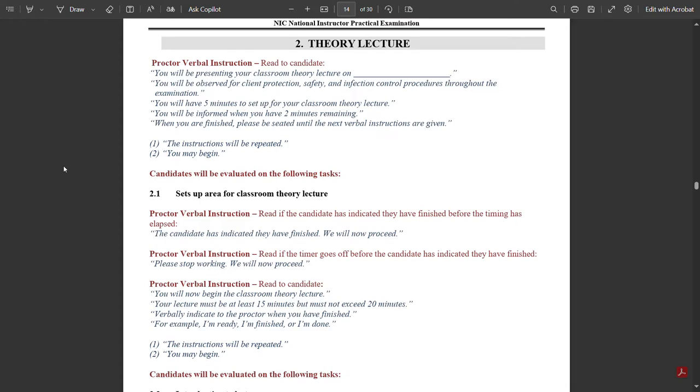You will be observed for client protection, safety, and infection control procedures throughout the examination. You will have 5 minutes to set up for your classroom theory lecture. You will be informed when you have 2 minutes remaining. When you are finished, please be seated until the next verbal instructions are given. The instructions will be repeated, and then once they repeat them, they'll tell you, you may begin.